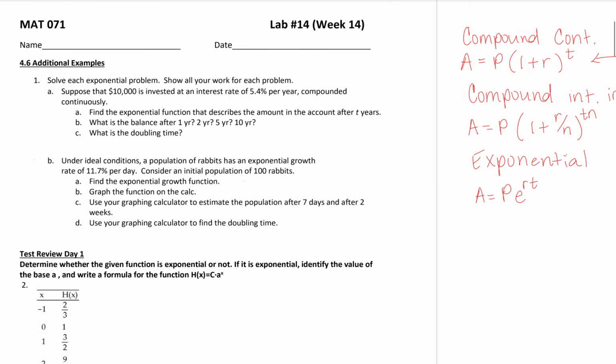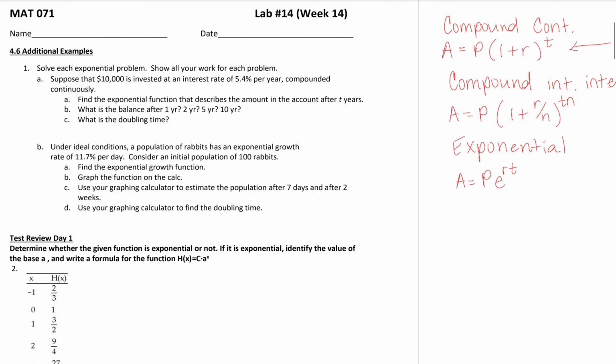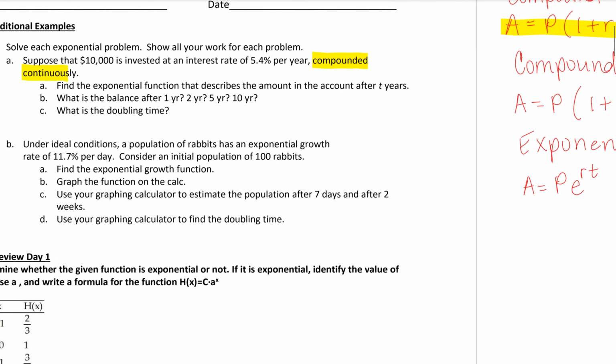Okay, so looking at number 1, it says solve each exponential problem. We're going to show all of our work for each problem. It says, suppose that $10,000 is invested at an interest rate of 5.4% per year, and it is compounded continuously. That little part right there is going to tell us exactly which one we're going to use. We're going to use our first one, P times 1 plus R to the power of T. It says, find the exponential function that describes the amount. Okay, well, that's easy. We just set it up, right?